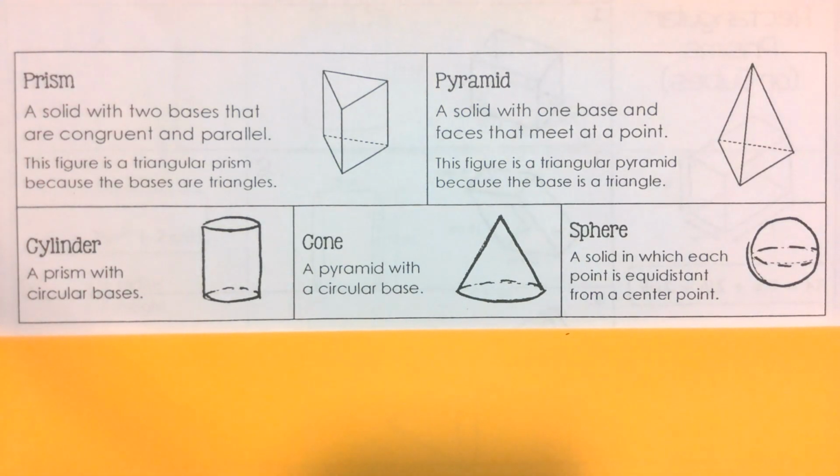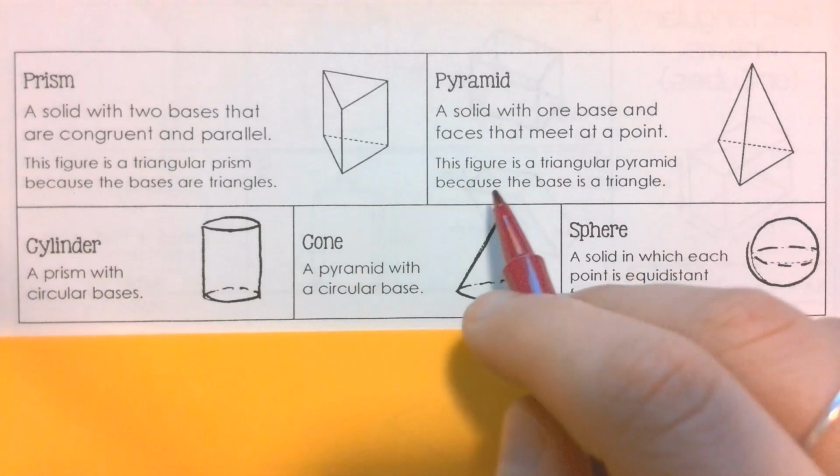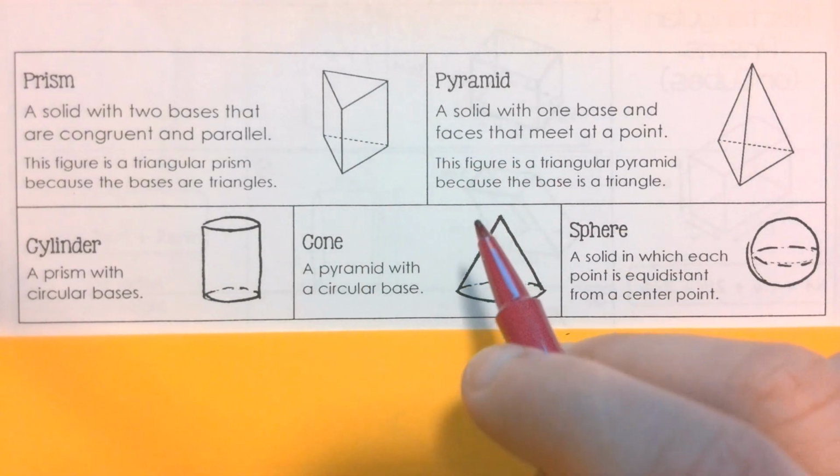Let's talk about the different types of 3D figures. As I go through each type here, see if you can think of something in the real world that has this shape. So we're going to start with the prism. The prism and the pyramid are both named by their bases, so they can look a lot of different ways.